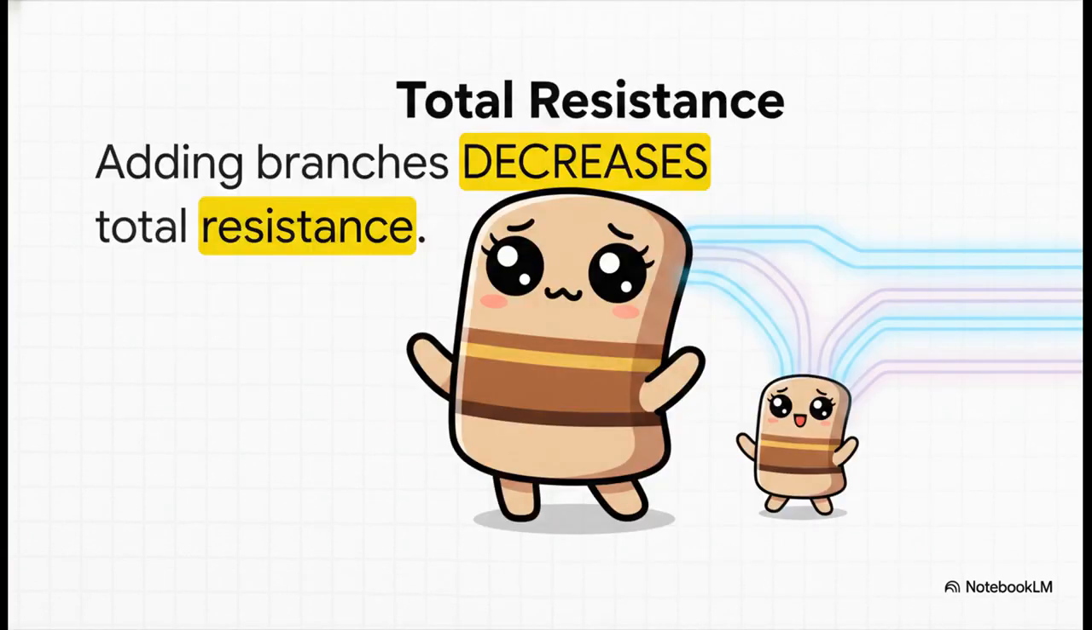And finally, rule 3, adding branches actually decreases total resistance. Now, I know this is a super counterintuitive fact. Adding more resistors in parallel actually makes it easier for the electric current to flow. This trips up a lot of students, honestly, because you'd naturally think adding more obstacles would increase the resistance. But because they're on separate branches, you aren't adding obstacles to a single path. You are creating entirely new paths.